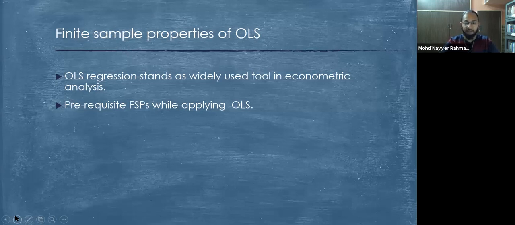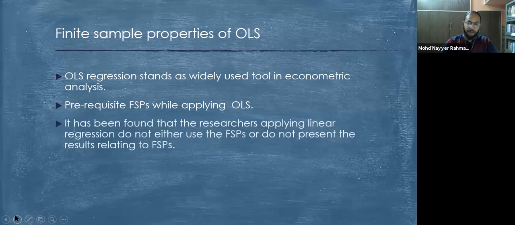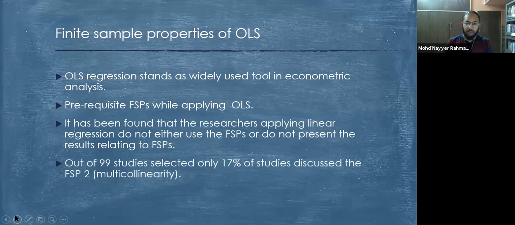Simply, it is known as assumptions of regression, but the technical term in econometrics is finite sample properties of ordinary least squares. Now, there is some research on the application of this. One piece of research found that out of 99 selected studies, only 17% discussed the finite sample properties. Most regression studies do not talk about finite sample properties.